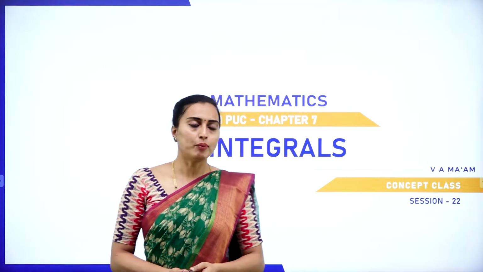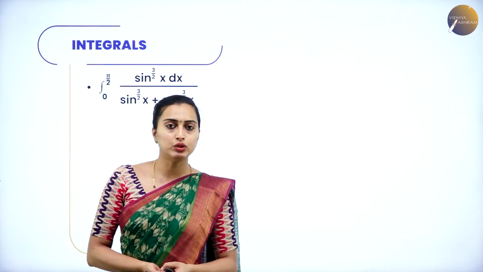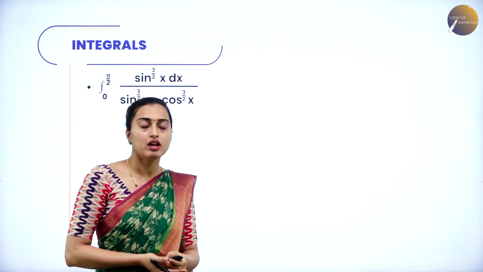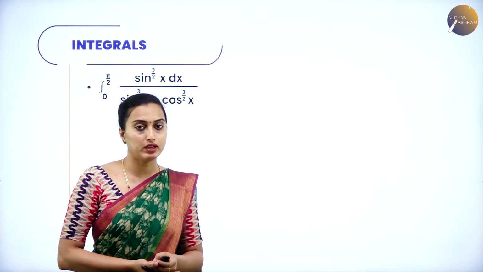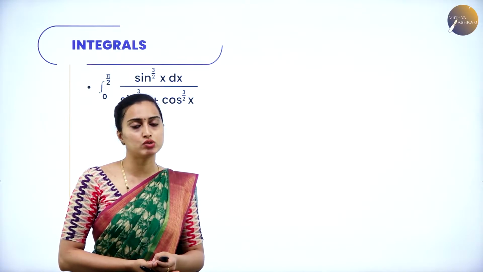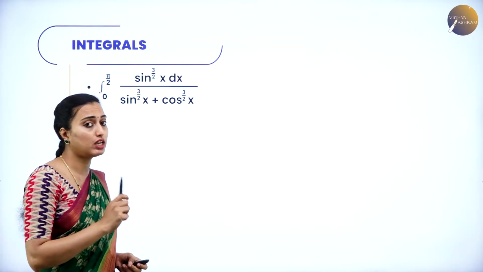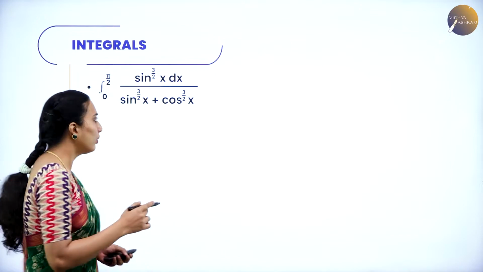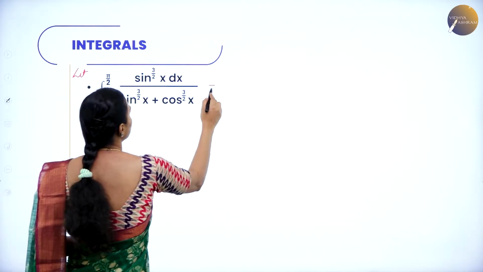Now, without any delay, let us move on to the problem, which is nothing but integral 0 to pi by 2, sine to the power of 3 by 2 x into dx divided by sine to the power of 3 by 2 x plus cos to the power of 3 by 2 x. So many of them will be cancelling this sine to the power of 3 by 2 x and sine to the power of 3 by 2 x, which is a wrong method, okay? So what are you going to do here? Let the given problem be equal to I.